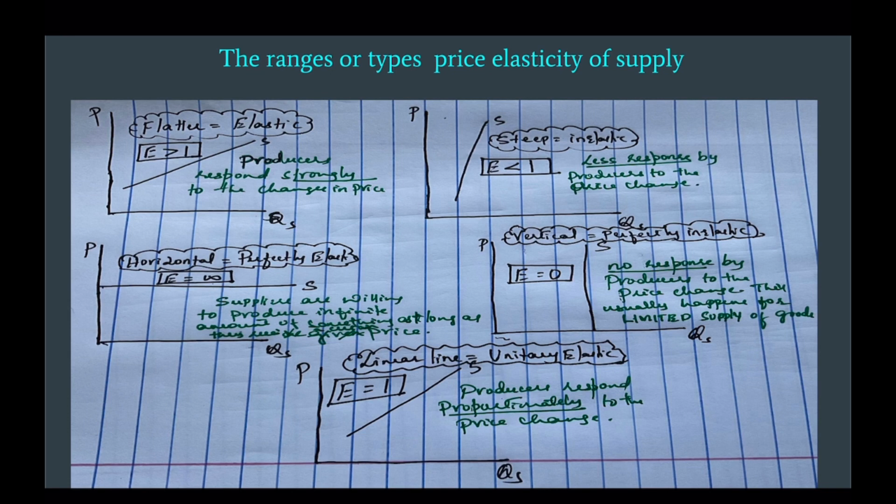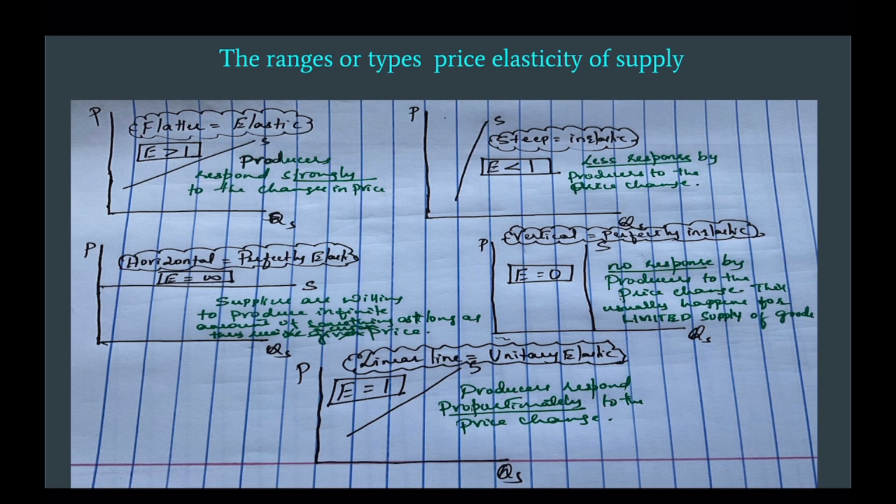The third one is, if the supply is perfectly elastic, then the elasticity coefficient is infinite. On the graph, it will be a horizontal straight line. It means that suppliers are willing to produce an infinite amount of something as long as they receive a certain price. The fourth one is a perfectly inelastic supply. The elasticity coefficient will be equal to 0, and on a graph it is a vertical straight line. It means no response by producers to the price change. This usually happens for a limited supply of goods, such as rare antiques.